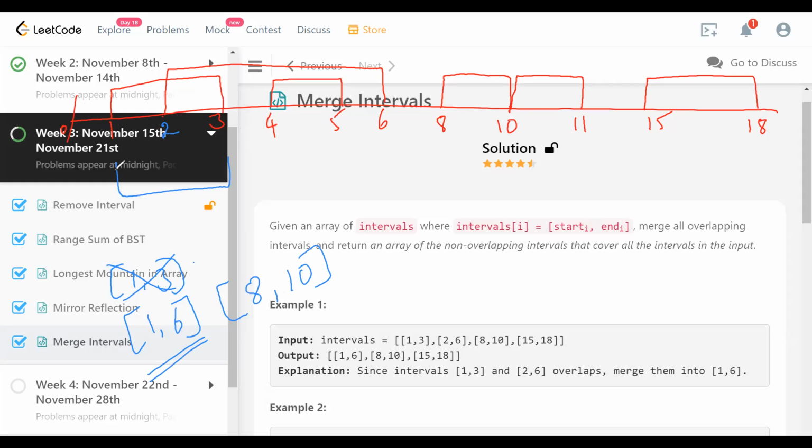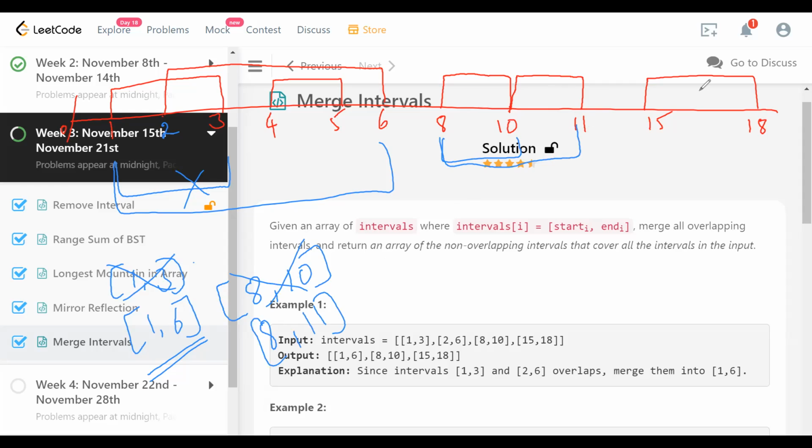And so that's how we have 1 to 6 already here, right? And 8 to 10, that is the first interval we are going to have. Now when you look at 10 to 11, 10 is less than or equal to 10, so that means it is overlapping. Look at the ending time 11. 11 is greater than 10, so we are going to modify this and make it 8 to 11, right? So that's why this interval is going to be extended to 8 to 11.